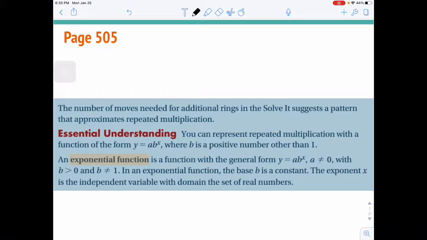An exponential function is a function with the general form y equals ab to the x, where a is not 0, with b greater than 0 and b not equal to 1. In an exponential function, the base b is a constant. The exponent x is the independent variable, with domain the set of real numbers.